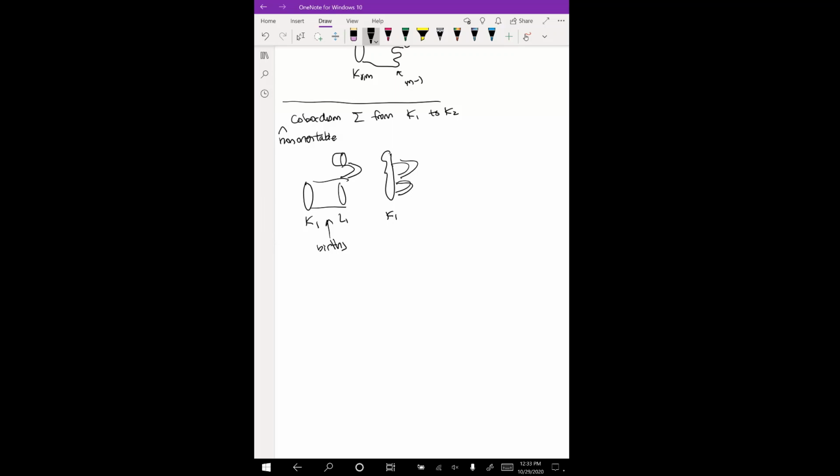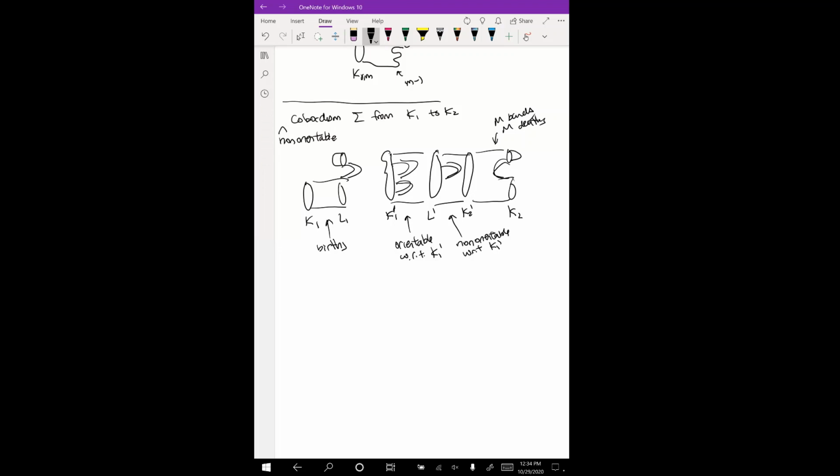non-orientable to orientable. So what we're going to do is, we have K1, and then we're going to isolate one non-orientable band with respect to K1 prime, and we're going to do that one last. So we do all the orientable bands with respect to K1 prime first, and we get L prime. Here this is orientable with respect to K1 prime. And then we do our last band, the one which is non-orientable with respect to K1 prime. And then we have our deaths and saddles that break up the cobordism, so M bands and M deaths to get K2 at the end.